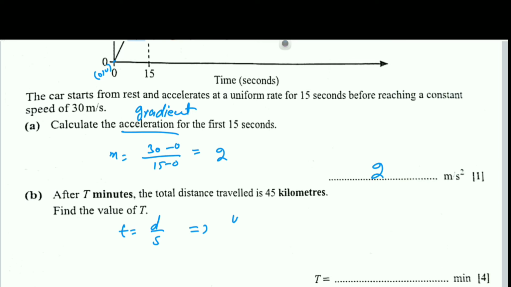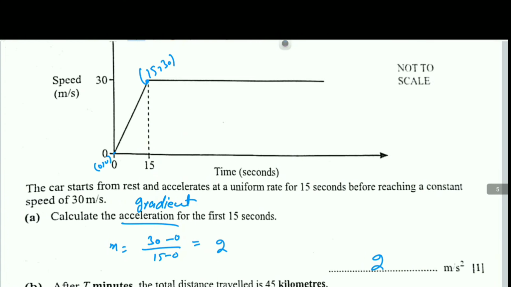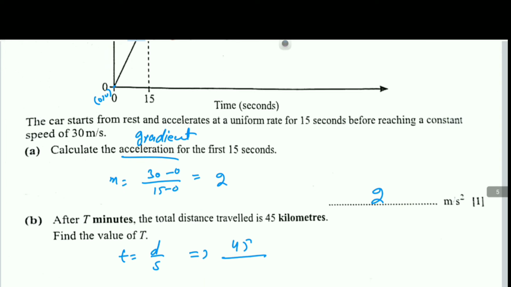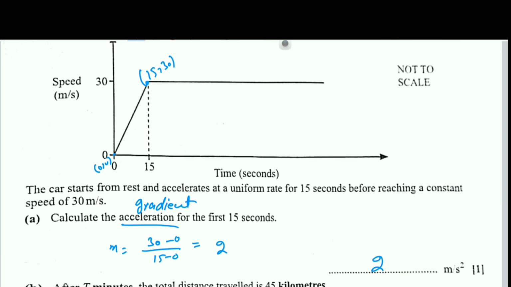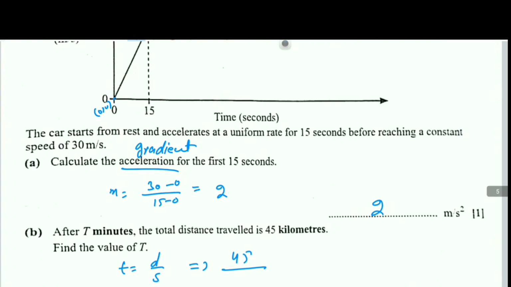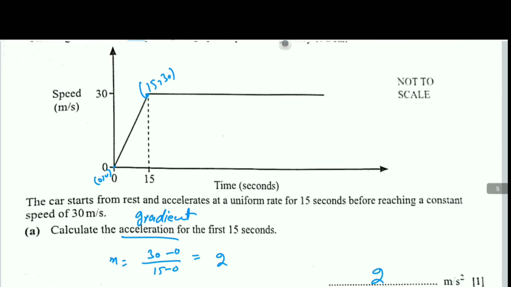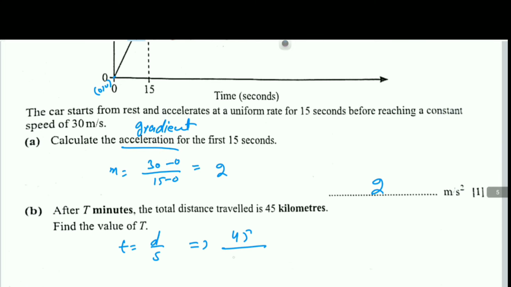Okay, 45 kilometer. And speed is here 30. We will convert it in kilometer as well. Please don't forget to do conversion because speed is in meter and your distance is in kilometer. So what you will do, you will convert speed into kilometer.